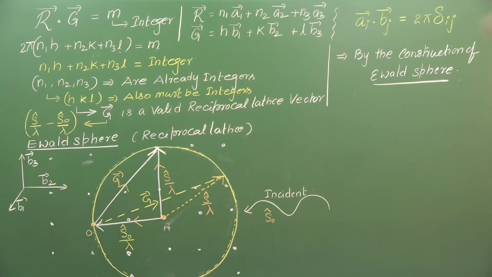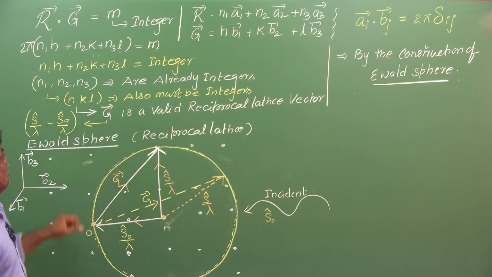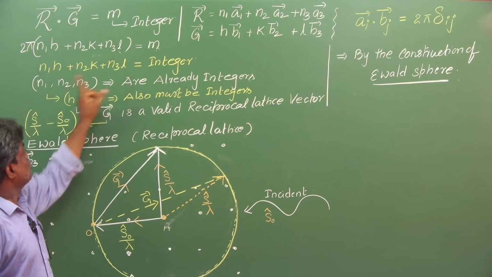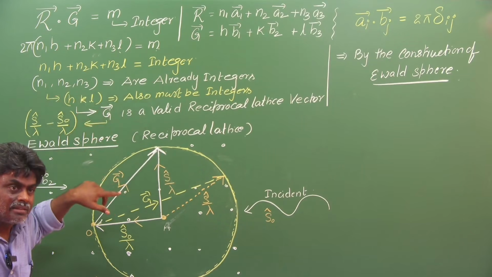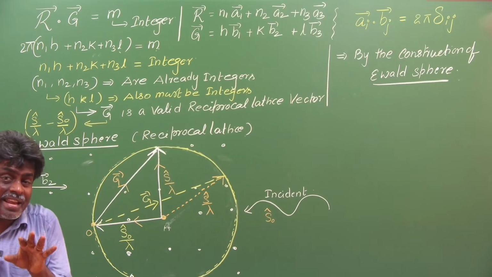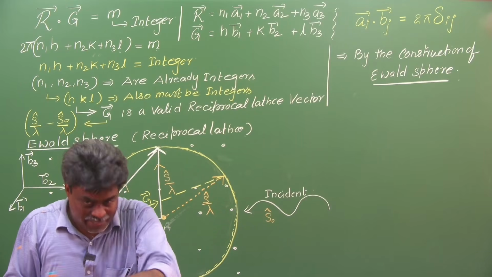Now see. Once again, please go back to what you have discussed here. N1, N2, N3 are already integers, because this is the condition. This is the condition and this is the condition. So N1, N2, N3 are already integers. Then HKL also must be integers. When HKL are integers, it is a valid reciprocal lattice point.